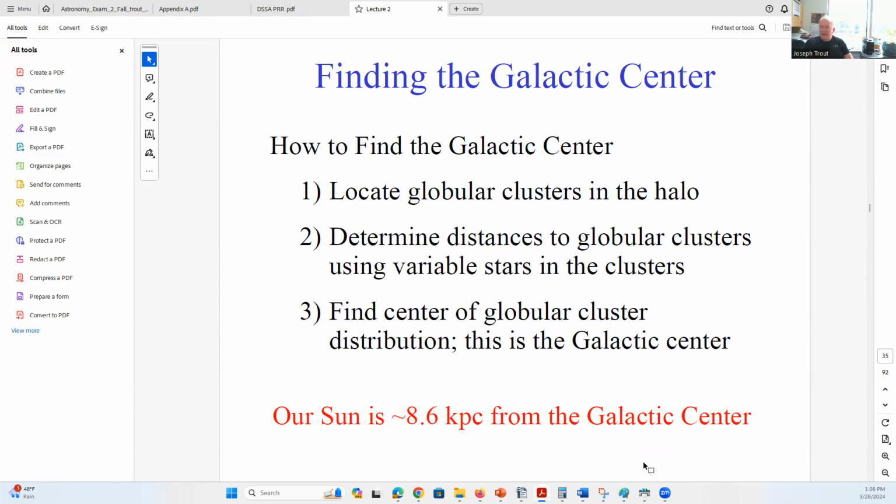If we wanted to find the galactic center, and we're not in the center of the galaxy, right? So how do we find it? We locate globular clusters in the halo, and then we determine the distance to these globular clusters using variable stars in the cluster. And then we can find the center of the globular cluster distribution, and that is the galactic center. So our sun is about 8.6 kiloparsecs from the center of the galaxy.